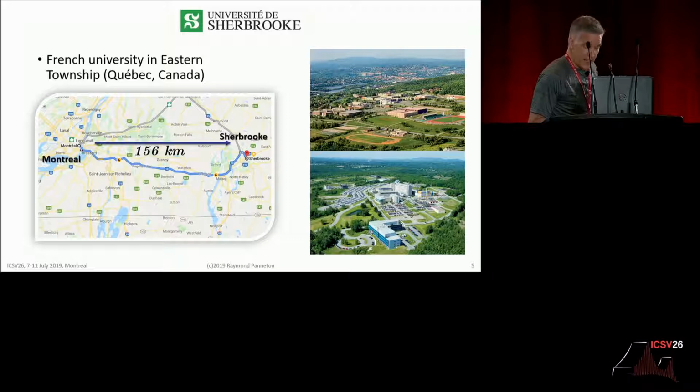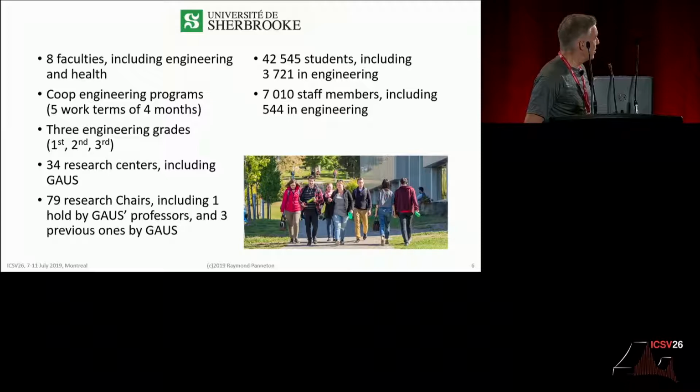It includes 8 faculties. We have a co-op engineering program where the students have to do 5 work terms of 4 months. We have 3 engineering degrees, 34 research centers, including GAUS, the acoustic group of the University of Sherbrooke. There are 79 research chairs, including one that is held by GAUS professors, and 3 previous ones that were also held by GAUS professors. You see that it's not a very large university like those in Montreal, but anyway, it's 40,000 students at the different levels, and 7,000 staff members, including about 500 at the Faculty of Engineering.